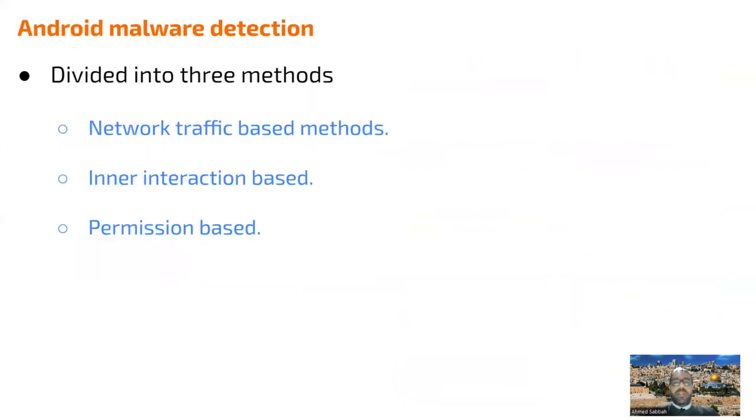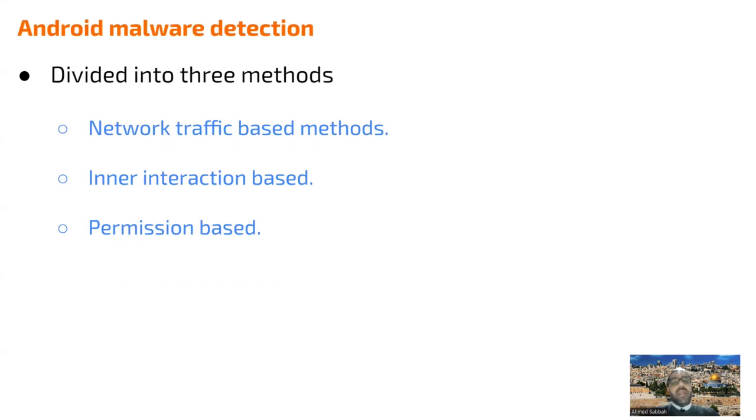Android malware detection. Now, we will talk about malware detection. We classify Android malware detection into three main methods. The first is called the network traffic-based method. Network traffic methods are considered dynamic analysis because we monitor the network traffic while the mobile is working, and when we see any abnormal behavior in the traffic, this indicates there may be malware or a malicious application.